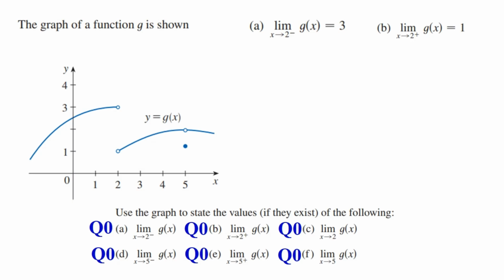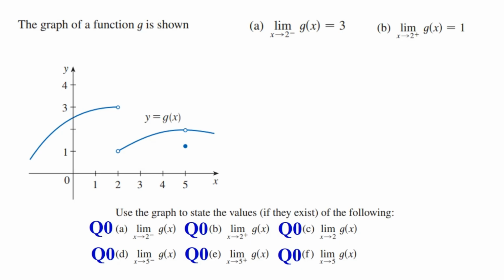Question 0c is now asking us: what is the limit of g of x as x is tending to 2? But look at this question very well. It's a little bit technical. Considering that the limit of g of x as x is tending to 2 from the negative axis is 3, and the limit of the same function as x is tending to 2 from the positive axis is 1, and 3 and 1 are not the same. Because the left-hand limit and the right-hand limit are not equal, it means that the limit does not exist.